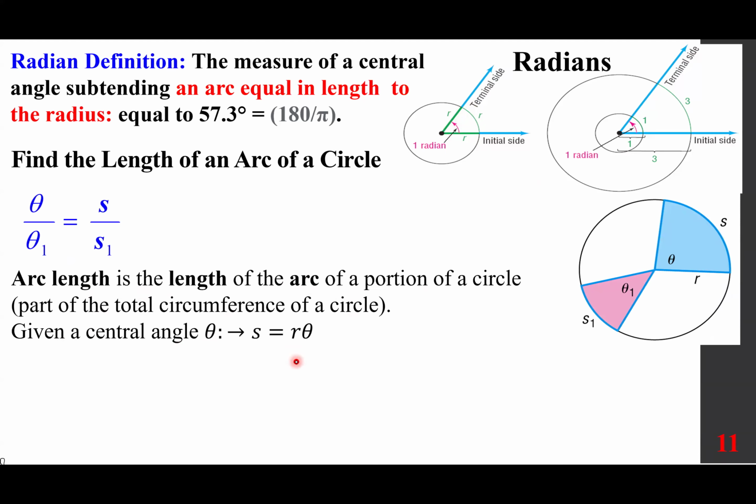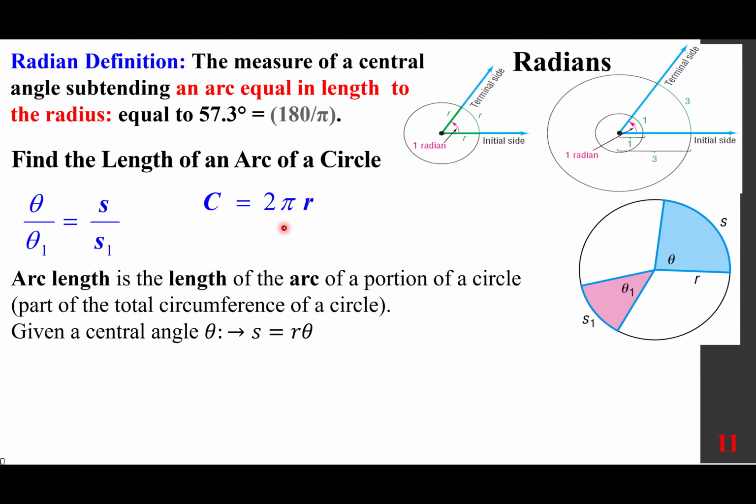Why is that? So theta and theta 1, or S over S1. The relationship, the ratio between the two angles and between the two arcs are the same. Recall, circumference is 2 pi r. Circumference of a circle is 2 pi r. So the radius times 2 pi. What is 2 pi? 2 pi is the entire angle. It's 360 degrees in essence. It's a complete revolution, 2 pi radians.